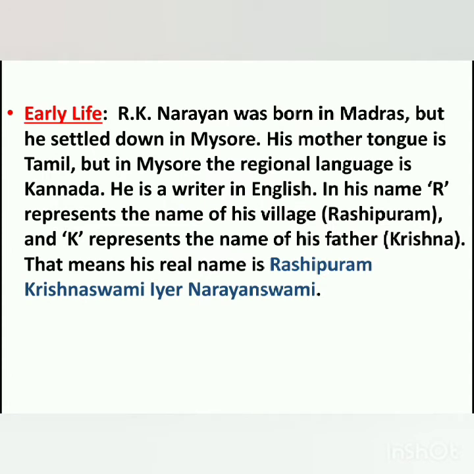RK Narayan was born in Madras, but he settled down in Mysore, which is also situated in the southern region of India. His mother tongue is Tamil, but in Mysore the regional language is Kannada. So he is a writer in English. In his name, R represents the name of his village, which is Rashipuram, and K represents the name of his father, Krishnaswamy. As I said before, okay? Hope you got this point.